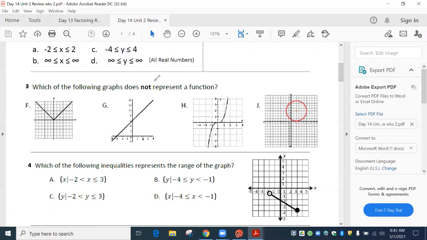Okay, now one of the things I hate about these is it's a little bit tricky. It says, which of the following does not represent a function? So they want to know if it's a function. I'm sorry, they want to know if it is not a function.